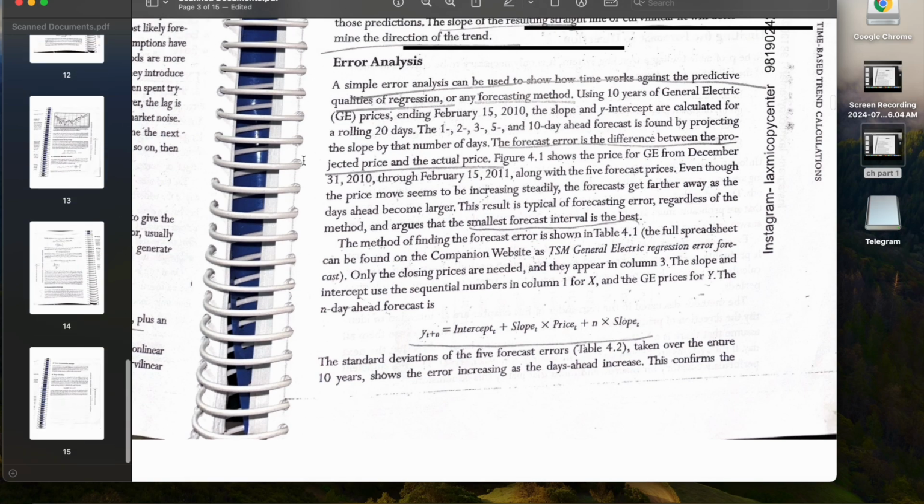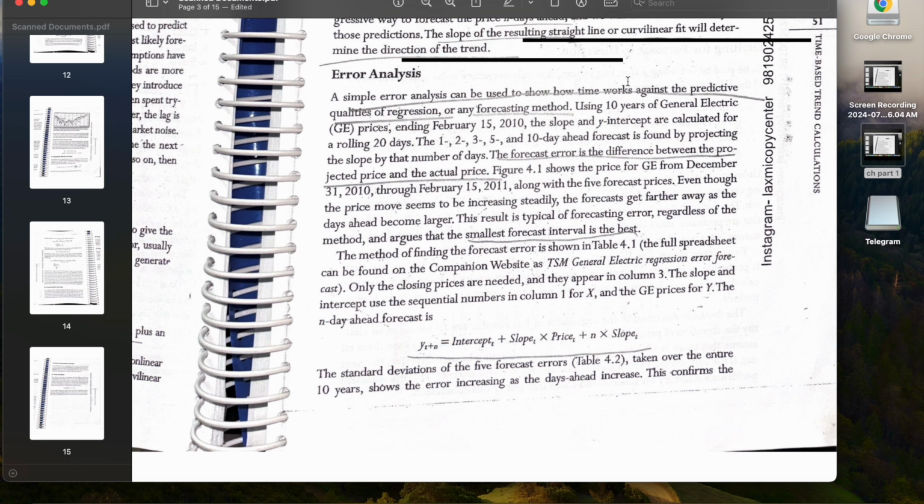Now what exactly is an error analysis? A simple error analysis can be used to show how time works against the predictive qualities of regression. So time is something which works against us. The main idea behind the error analysis is the fact that time is always working against us. So when you're trying to predict the future, when you're trying to predict the price, time is one factor which has always worked against the qualities of regression, or not just regression, any of these forecasting methods.